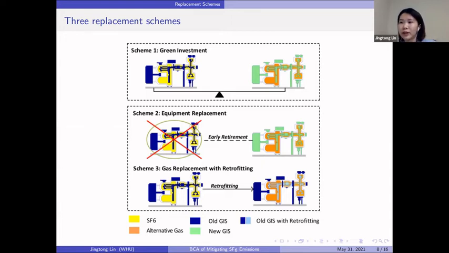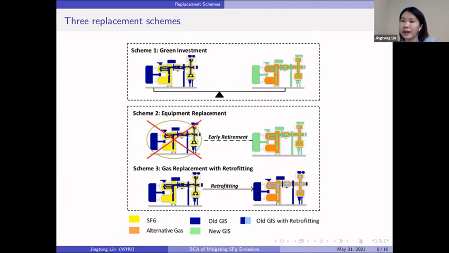Scheme two, equipment replacement, means that if we want to mitigate the emission now, we can invest in a new GIS, and the old GIS with SF6 will be retired earlier than its designed lifetime. And scheme three, gas replacement with retrofitting, means we retrofit the old GIS to make it compatible with the alternative gas.